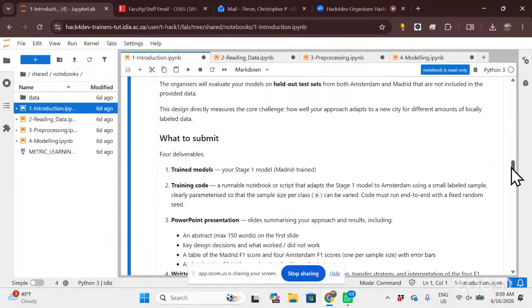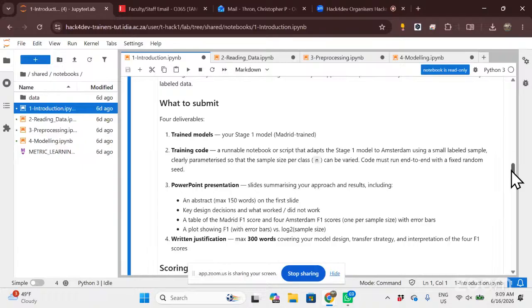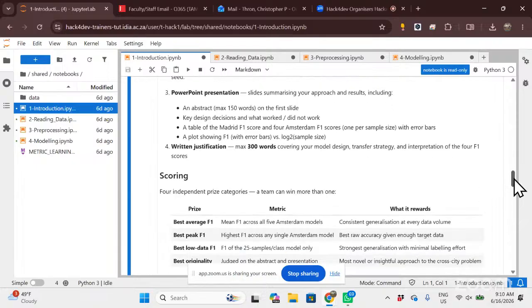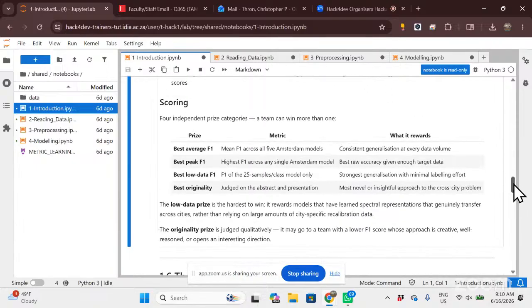So for deliverables: the trained model from stage 1, a training code that adapts this trained model to another city, in this case Amsterdam, a PowerPoint presentation, and written justification. All right. Scoring, I don't think we're going to be scoring here, but this may be revised before you run your hackathon. We'll have to see how this goes. This is kind of a dry run to perfect the different aspects of this hackathon.